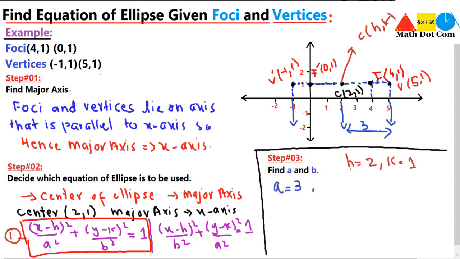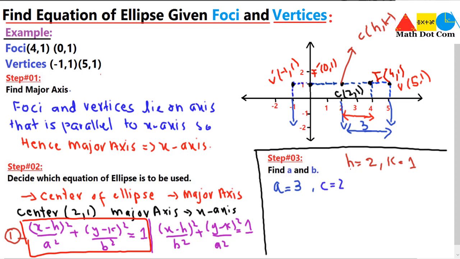Now what is b? It is basically the number of units of the co-vertices, and we don't have co-vertices here, so we have to first find c, and once we get c, we can easily find b. C is basically the number of units of the focus from the center. So let's see how many units it is away from the center. This is the center and this is the focus. Center is at 2 and focus is at 4, so it is at a distance of 2 units. So we have the value of c as 2.